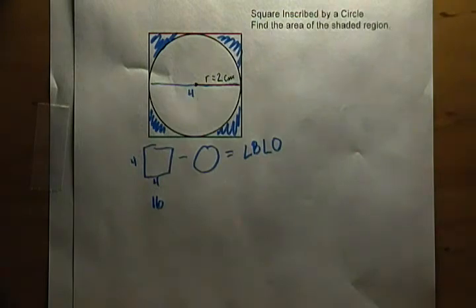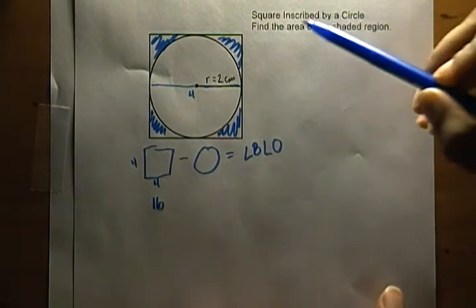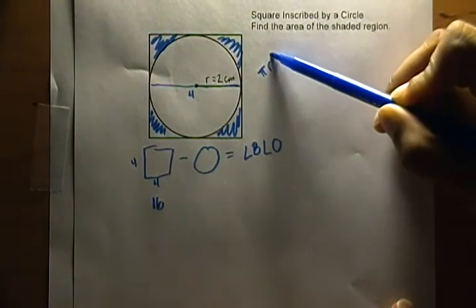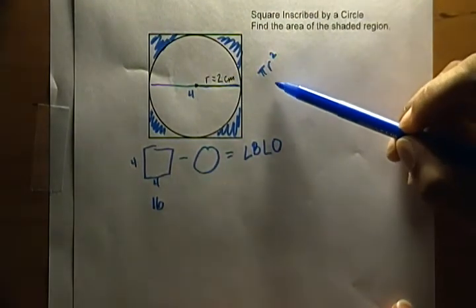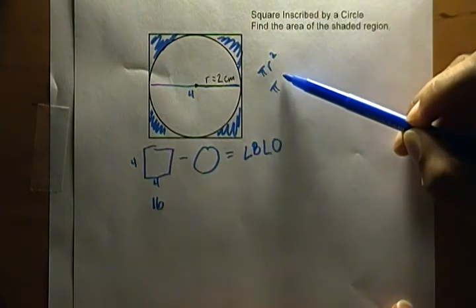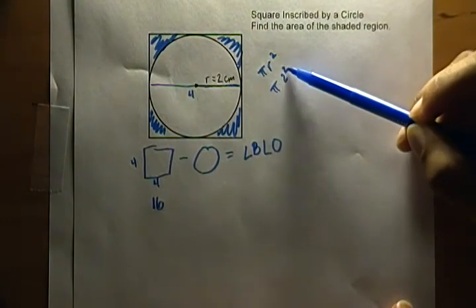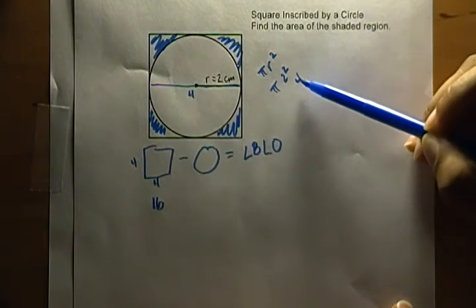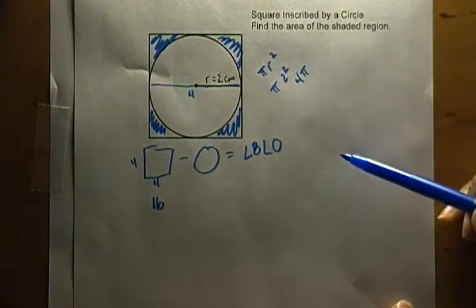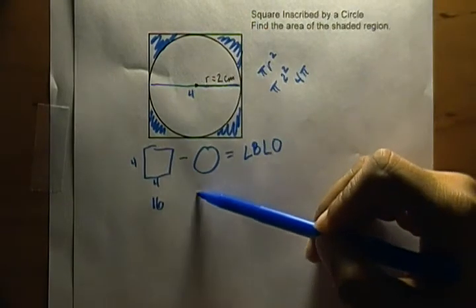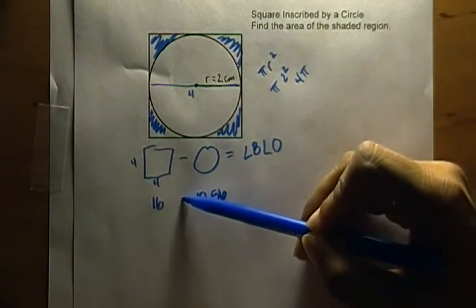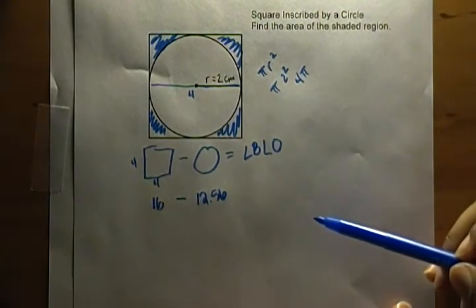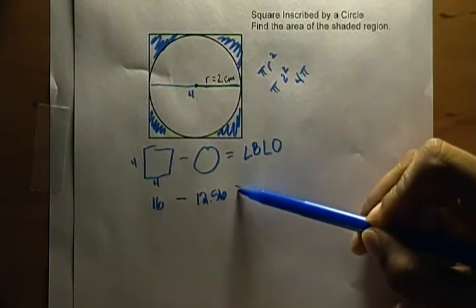Let's talk about the area of the circle. So area of the circle, we know the formula is pi r squared. So if the radius is 2, that means we have pi times 2 squared, and 2 squared is 4, so this is going to be 4 pi. Well, 4 pi is the same thing as 12.56.